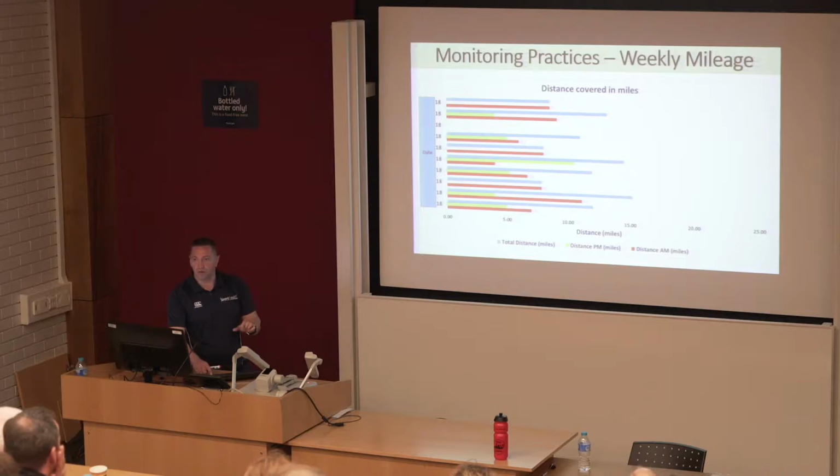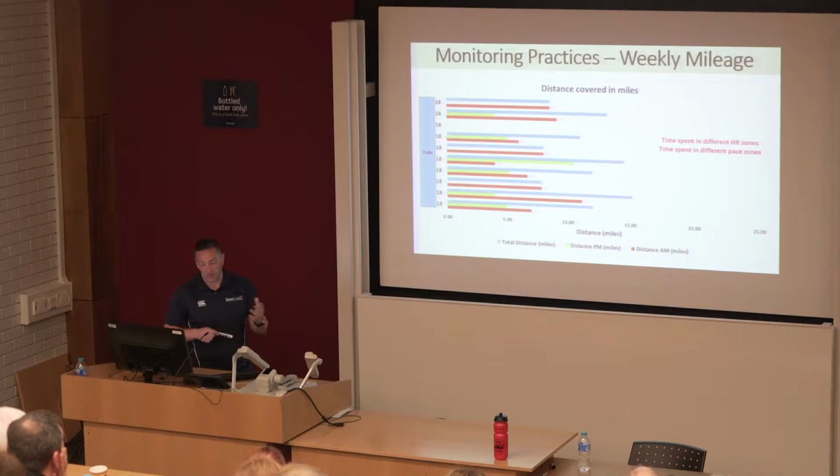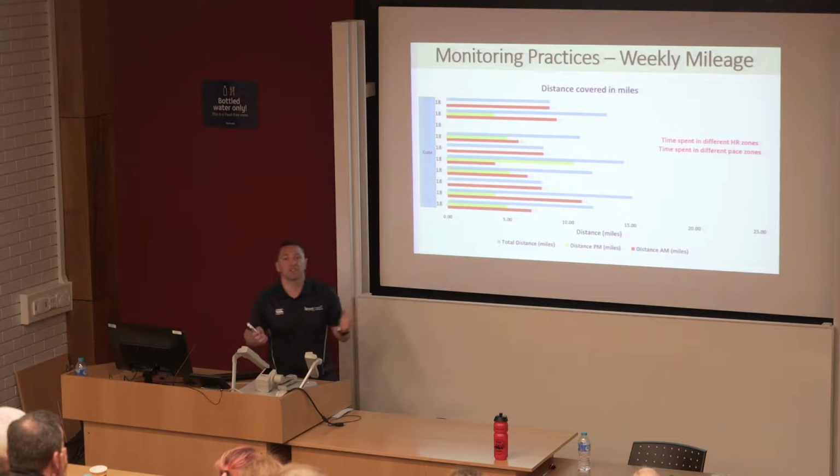So not only can you do distance covered in miles, but also difference in time spent in different pace zones. So again, your LT1 work could be 5:15, but you find that your athlete's doing a lot more work in 5:12, 5:10. So it needs to be managed there, as well as time spent in heart rate zones. So a lot of endurance athletes are 80-85%, and some guys are 88-90%, so there's an issue there.